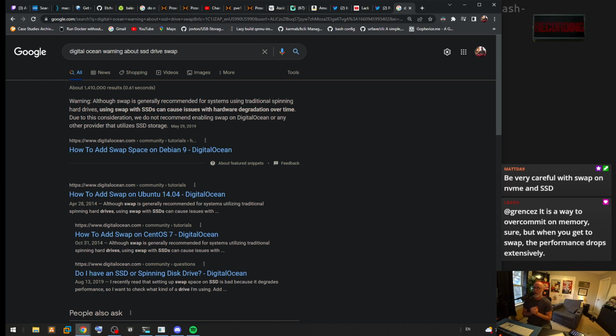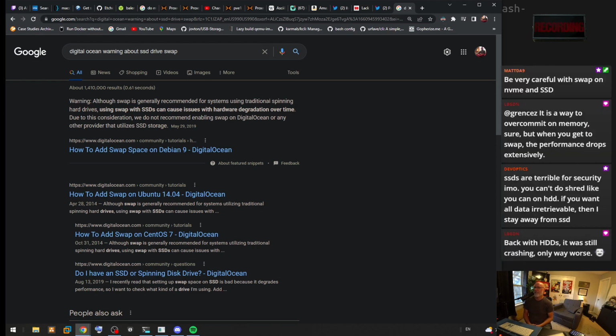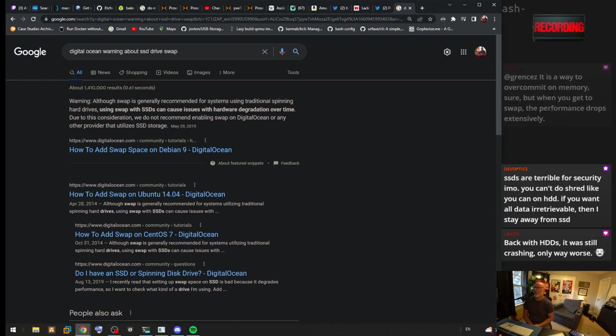I've had that happen in production, where if a system didn't have swap, there's no way we would have saved the database, an Informix database. So I have mixed feelings about this because SSDs are terrible for security. You can't shred. No, you can't. You absolutely can't. If you want all the data irretrievable, then I'd stay away from SSD. Back with HDDs, it was still crashing, only way worse. This is true. Well, I mean, yes and no.